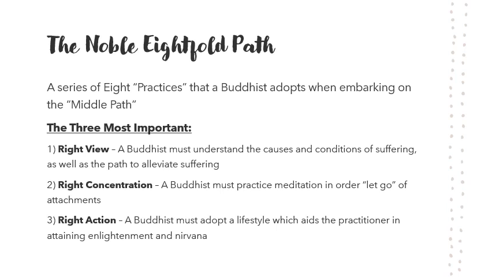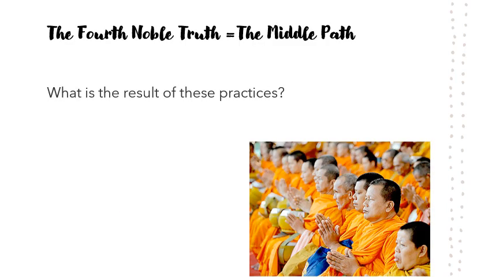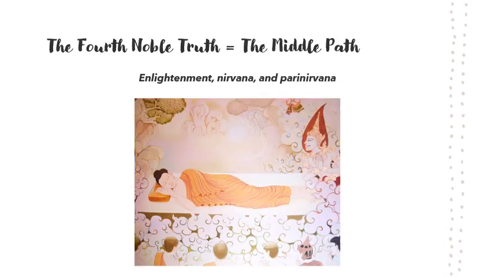And the middle path is known as the Noble Eightfold Path, and that is a path that consists of 8 practices. But 3 are the most important. Right view, that is, a Buddhist must understand the causes and conditions of suffering. Right concentration, that is, a Buddhist must practice meditation in order to let go of attachments. And right action, that is, a Buddhist must adopt a lifestyle which aids the practitioner in attaining enlightenment and nirvana. And what is the result of these practices? Enlightenment, nirvana, and parinirvana.